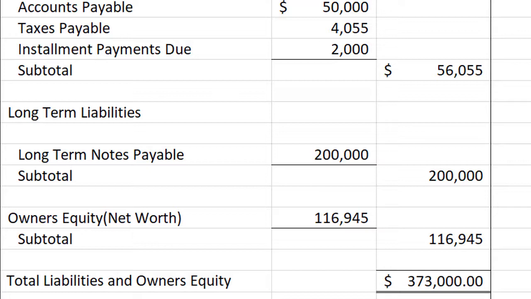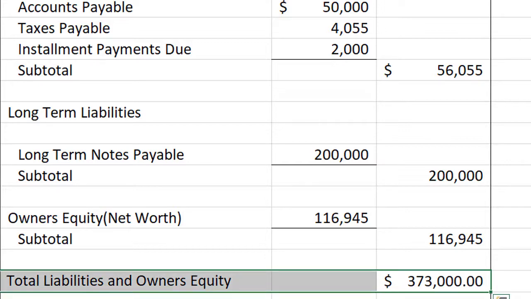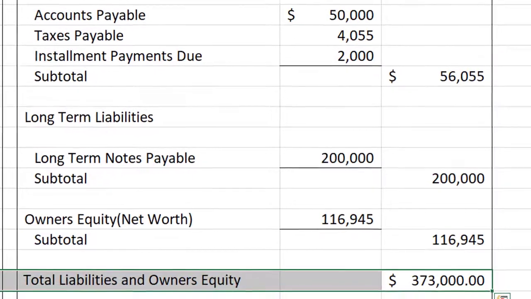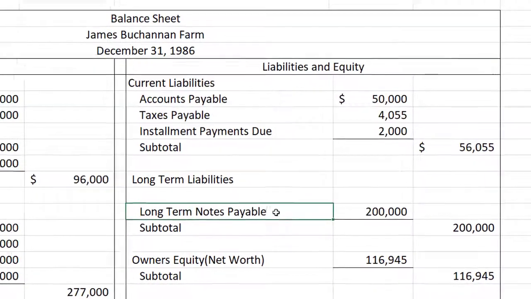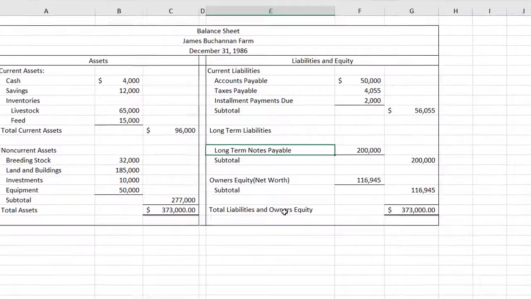And you would then put it on this balance sheet and then add it up and then check to make sure that the total liabilities and owner's equity of $373,000 is equal to the total of the assets of $373,000. And there you go. You've got a balance sheet. It's called a balance sheet because it has to balance. And that is the video on a simple balance sheet.